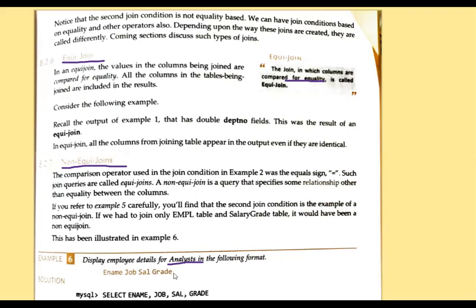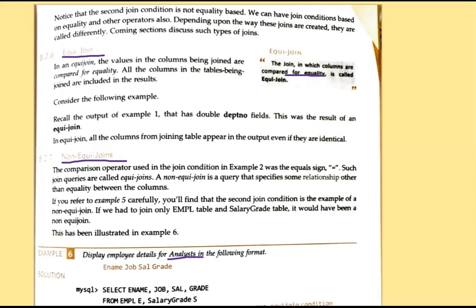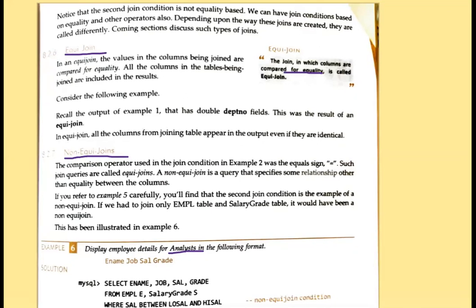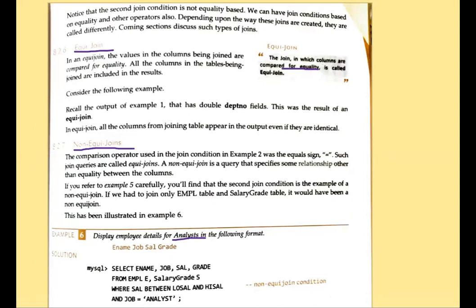Now see, if you remember yesterday when we discussed this, e-name, job and salary were in one table and grade was given in another table. So therefore, we are going to write from both the table names. Then we have already discussed that for calculating the grade, salary must be between low salary and high salary. If you have seen yesterday's one, then only you will understand this. And because they are asking analysis, we have taken job is equal to analysis.